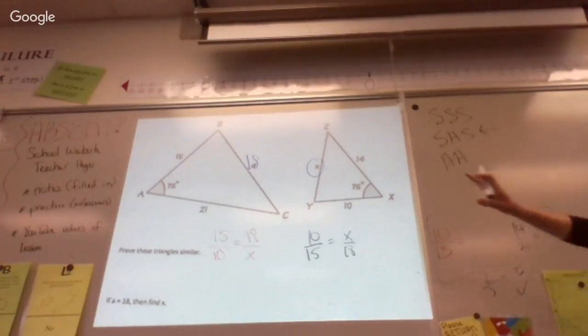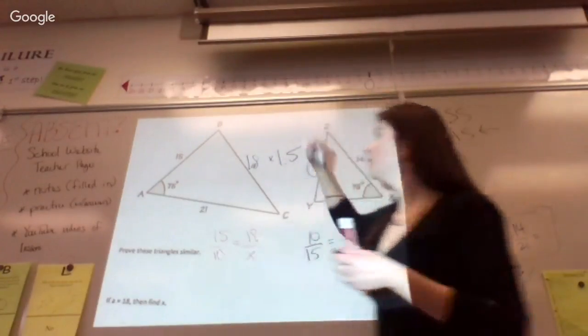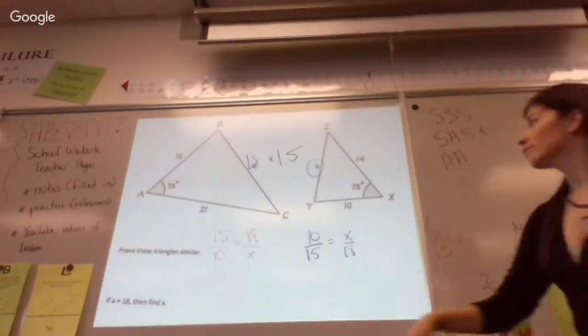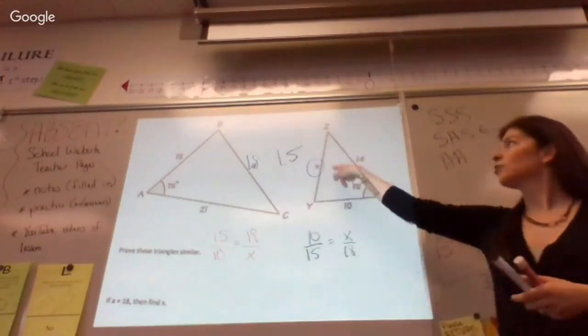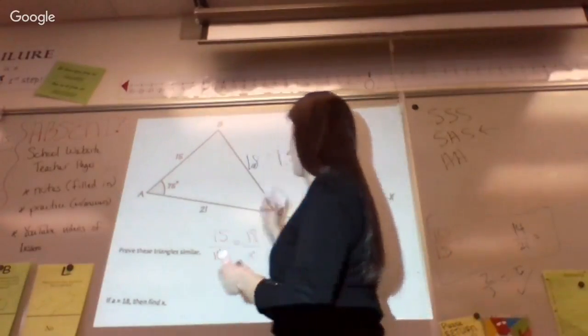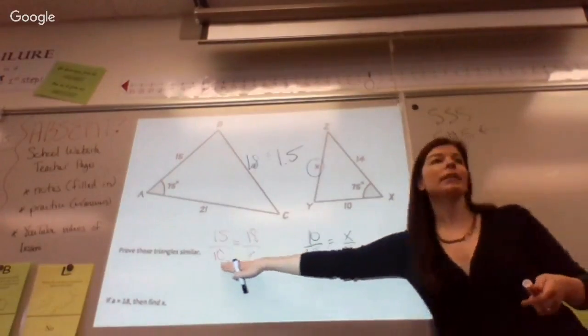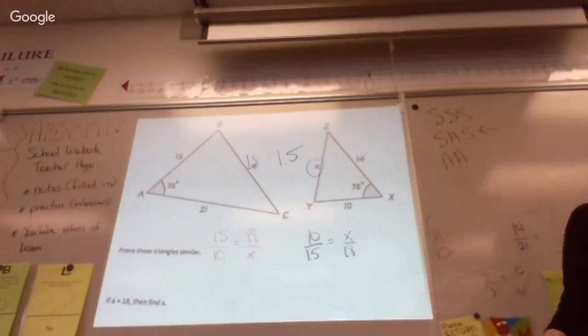Also, your scale factor to go from here to here is times 1.5. No, sorry, divide by 1.5. So you can get the 18 to get to the 12 that way. If you see it that way, cool. If not, don't worry about it. Set up your proportion, but this is what we mainly practiced with. And then cross multiply from there. Okay?